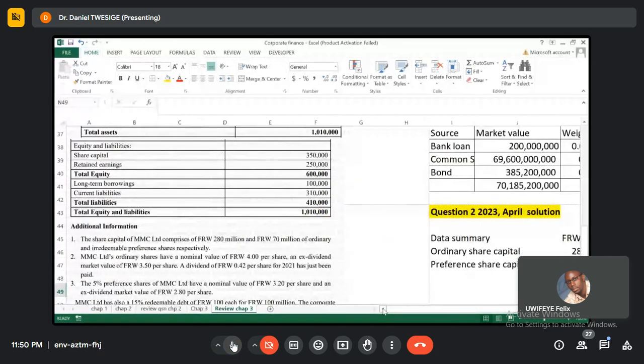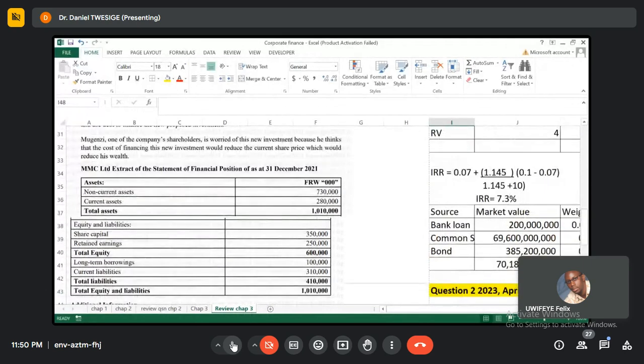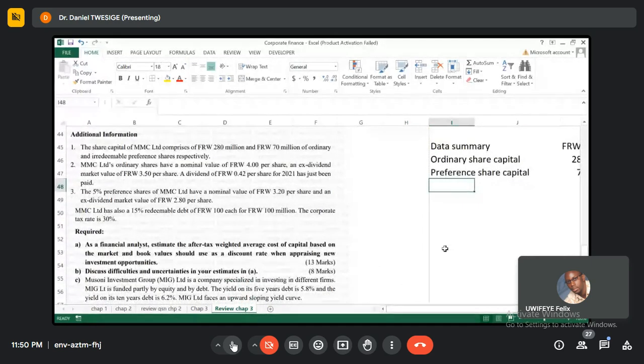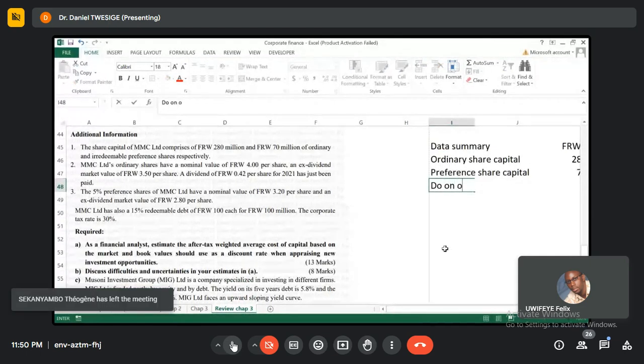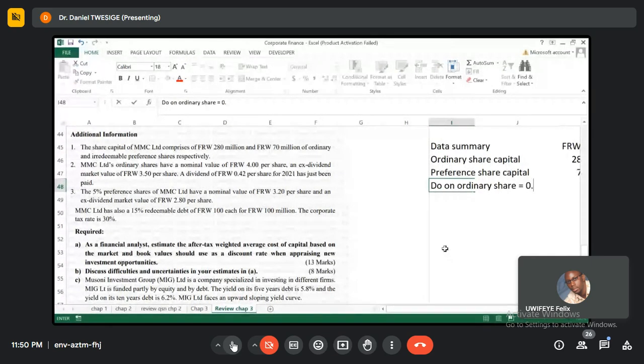And I have a dividend of 0.42 per share for 2020. Our current year is 2021. Our current dividend, D0, for ordinary share is 0.42.